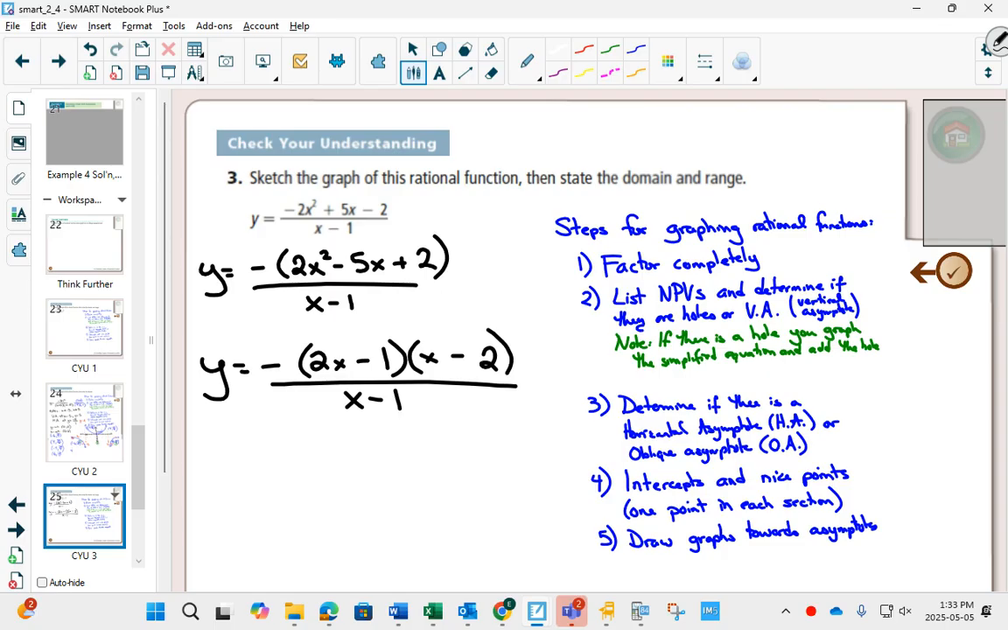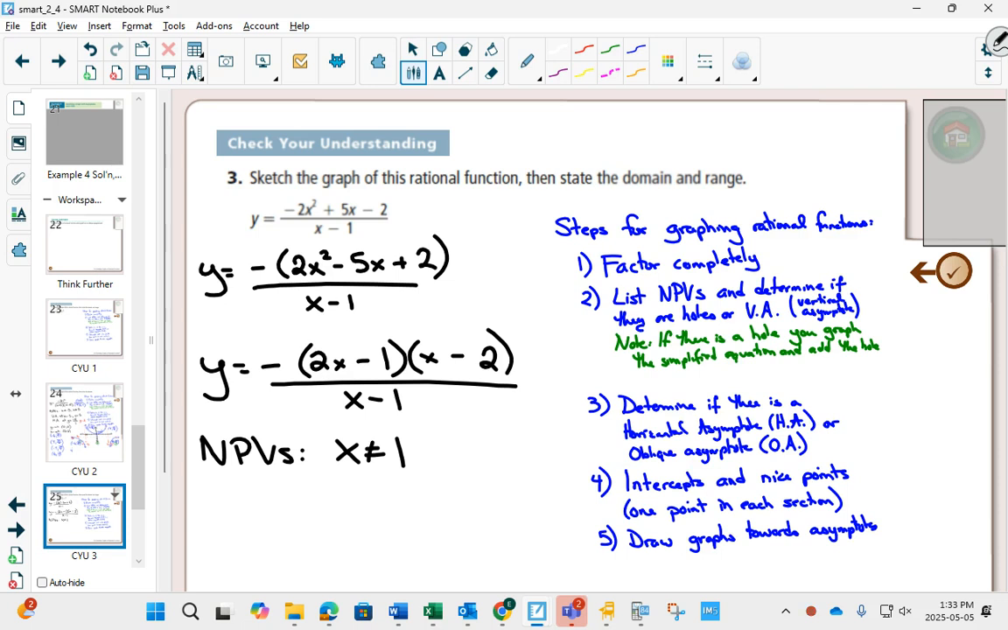I got the 2x squared. Negative 1, negative 2 does make positive 2. And my outside and my inside is still minus 5x. Okay? And I can list my non-permissible values. There's just the 1, x can't equal 1.